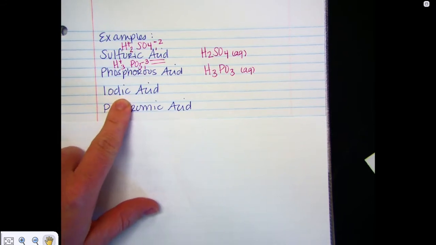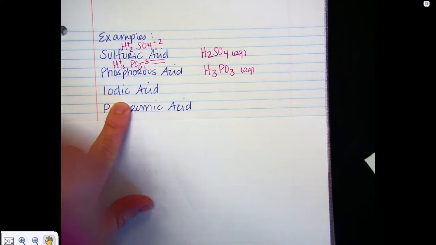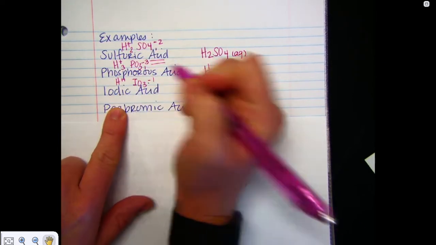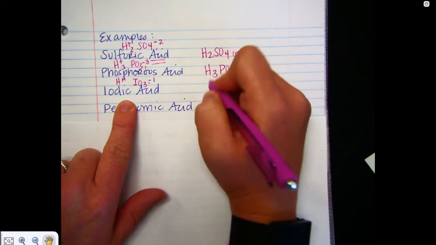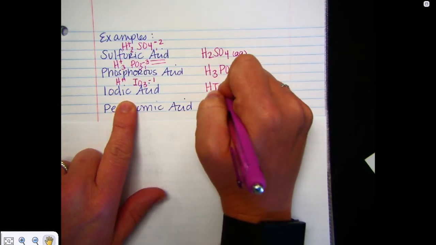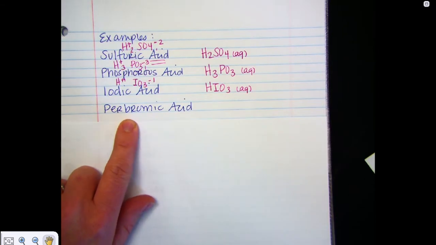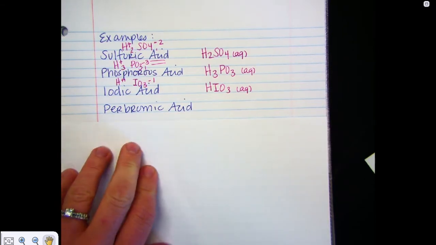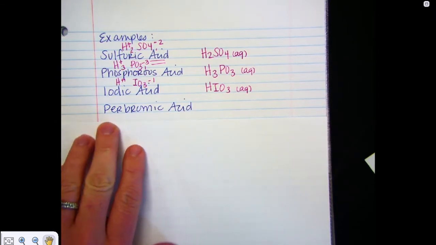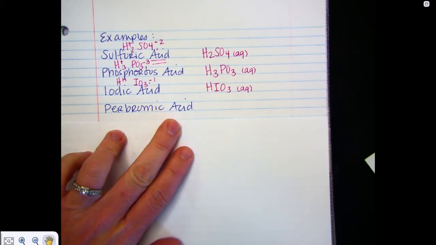All right. For our next one, we have iodic acid. So ic goes back to ate. So our polyatomic here is iodate, IO3 minus 1 with the H plus 1. Plus 1 minus 1, I don't have to do anything on the drop and swap there. So HIO3 AQ. Okay. And the last one of the names to formulas, perbromic acid.